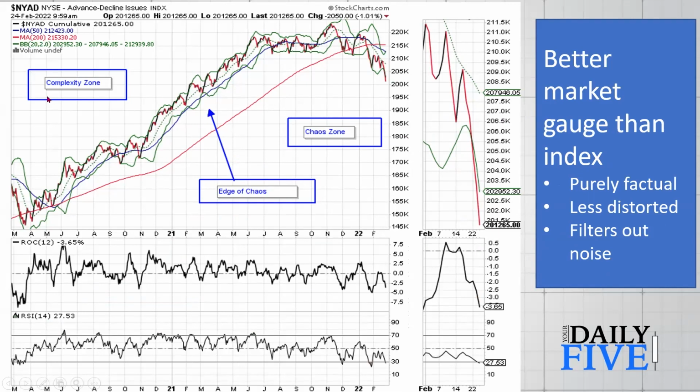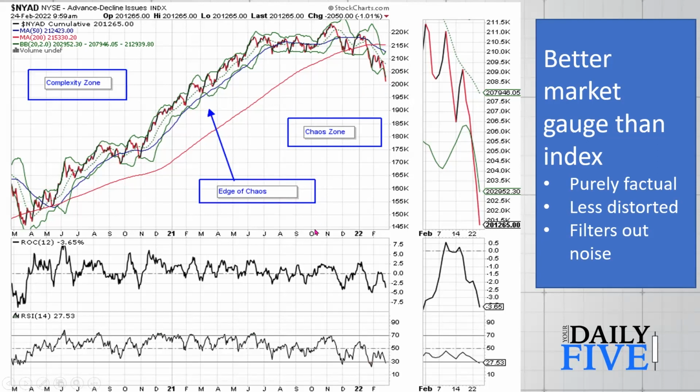So again, quick review: the complexity zone is above the 200-day and 50-day moving average. Everything is good up here, and the market goes up. The chaos zone is below the 200-day moving average and the 50-day moving average. Things aren't so good here. As you can see, the market broke below the 200-day moving average, and the New York Stock Exchange Advance Decline continued to fall. And of course, the edge of chaos is that area between the 50 and the 200-day moving average, where the market coils and things happen from there.